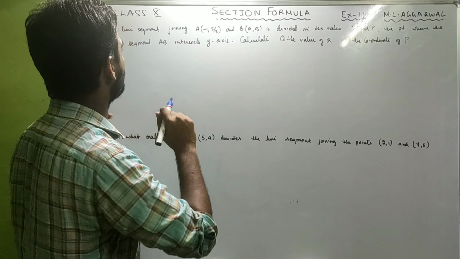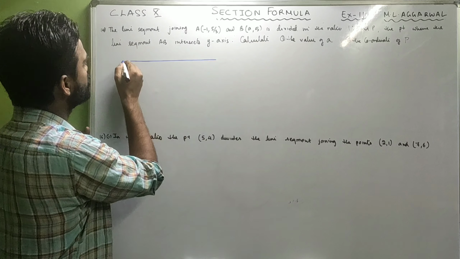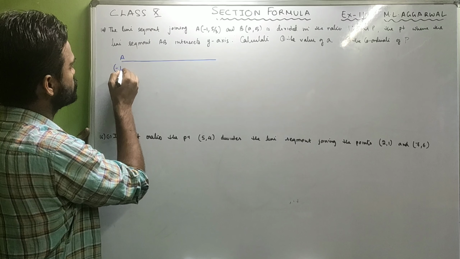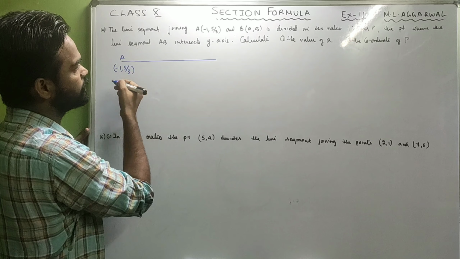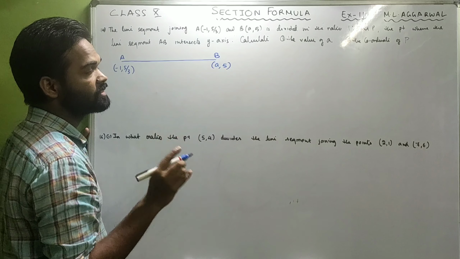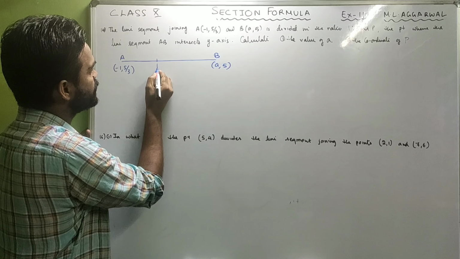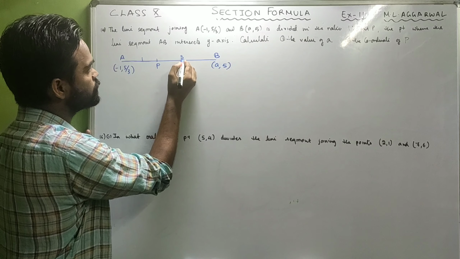Now look at sum number 14. Very interesting. The line segment joining, I'll just draw the diagram also, A, that's minus 1 comma 5 by 3, and B, 4 comma 5, is divided in the ratio 1:3 at P. At P, this is divided as 1:3.